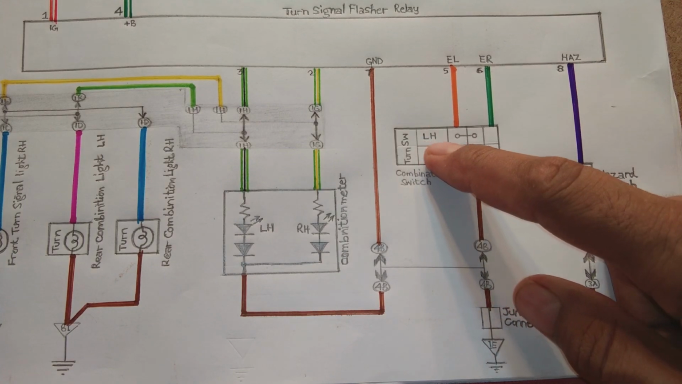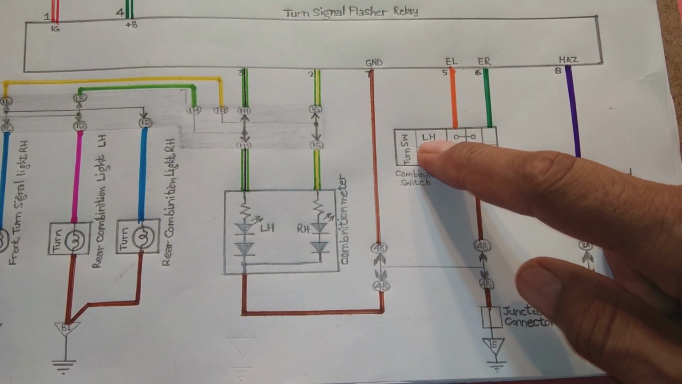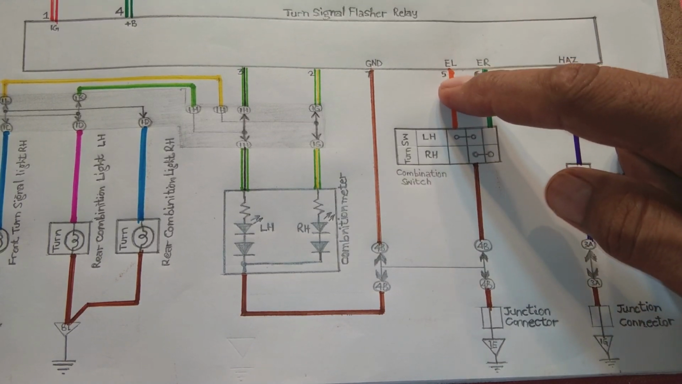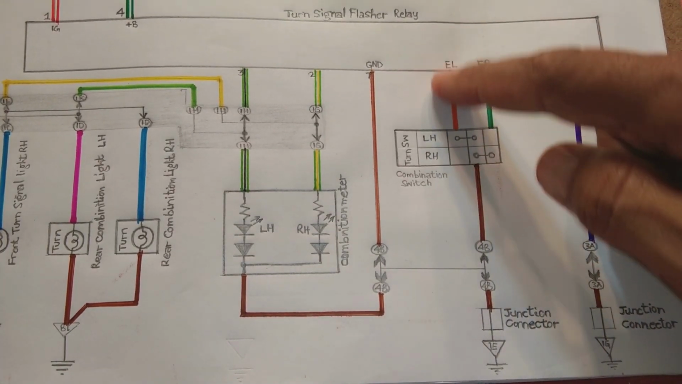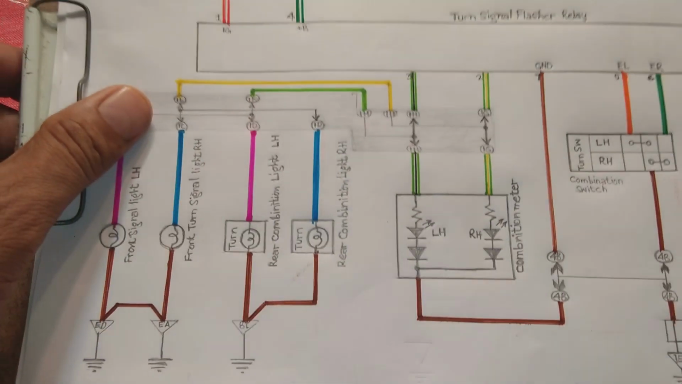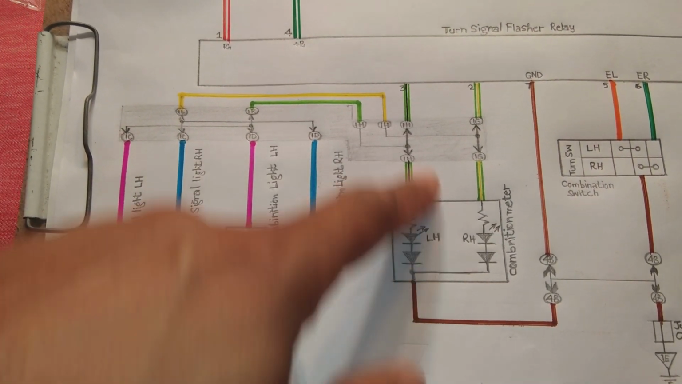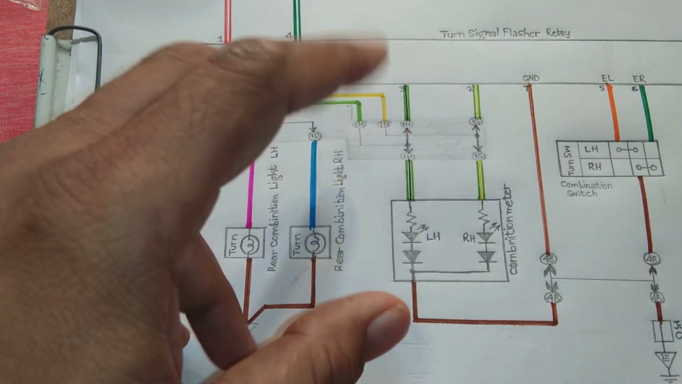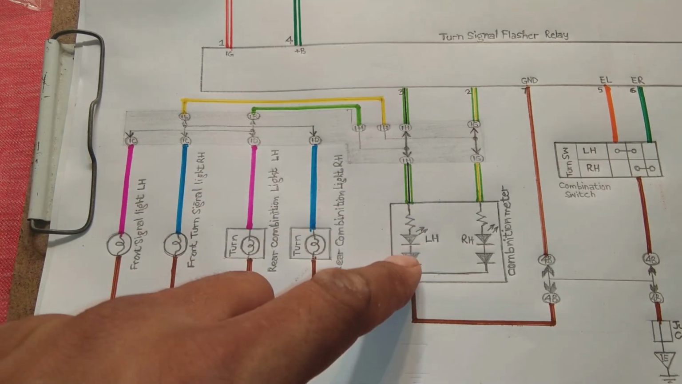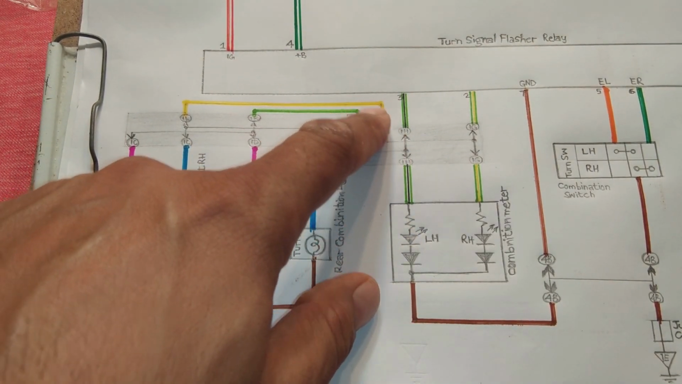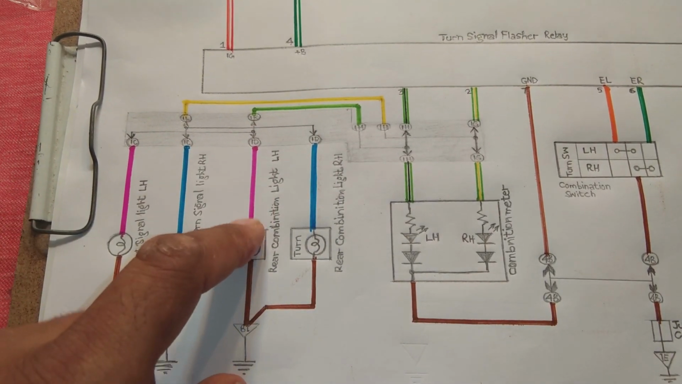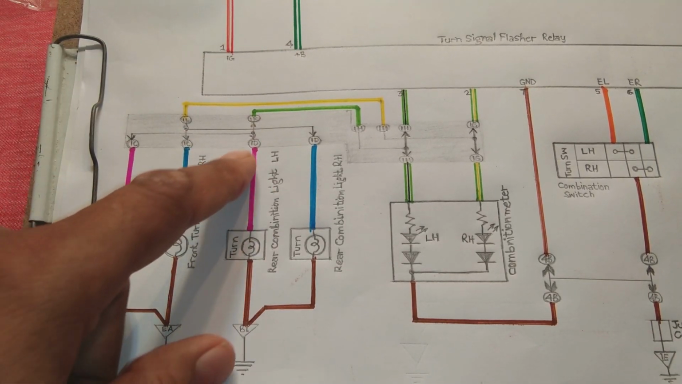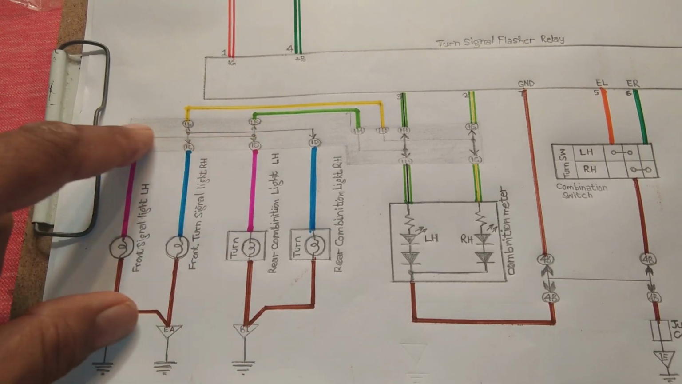So here, how it functions is, first of all, if the combination switch is in the LH, left hand side position, this EL terminal, which is pin number 5 of the relay, is connected to the ground. While this wire is grounded, it gives us the left hand side, making this wire go on and off, on and off sequentially, so that it gives power to this LED as well as to this green line. And this pink wire is coming on and off, and in the same way this other pink wire is also coming on and off because it is parallel to this one.